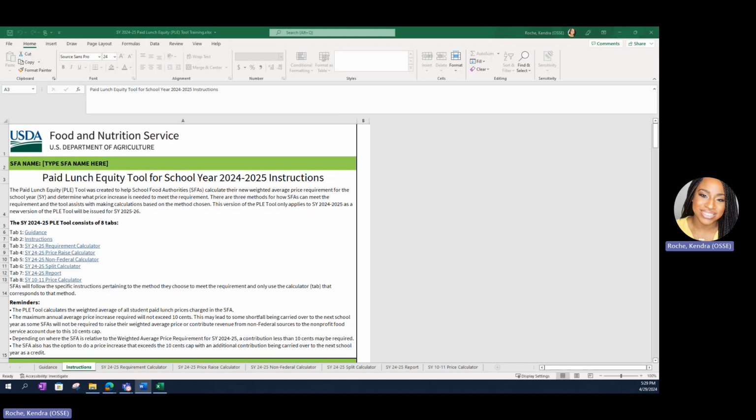On the Instructions tab, the data needed to complete the tool is listed. It is beneficial to collect this information prior to completing the tool. However, we will discuss where to find this information during the training. To get started, enter your SFA name in the green box.